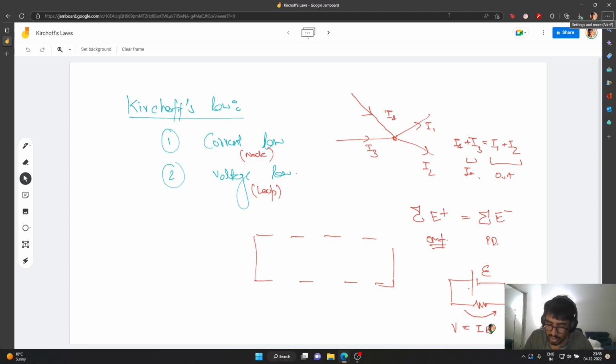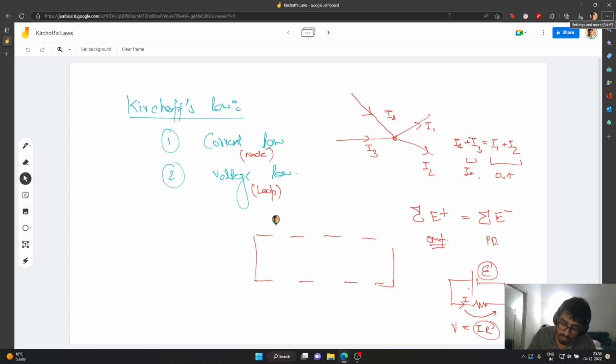If there is a current of I flowing through this, then the energy lost is equal to I times R. So this is the energy lost, and the energy gained, the energy given, is E. So the left side of the equation is E, and the right side of the equation is I times R. They must be the same in the lower circuit. In the bigger circuit, let's discuss it there also.